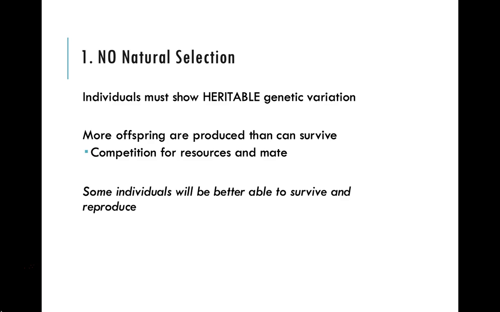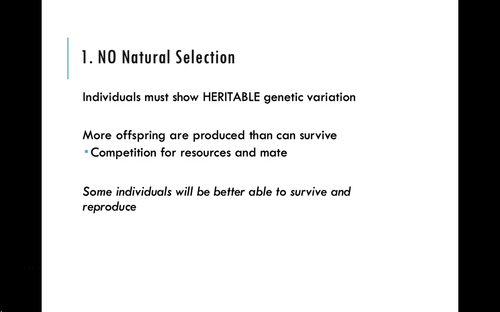And we know that more offspring are produced than can survive. And this is because of competition for resources and predation and finding a mate. So we know what natural selection is at this point. Some individuals will be better able to survive and reproduce. This one is a hard one to meet.